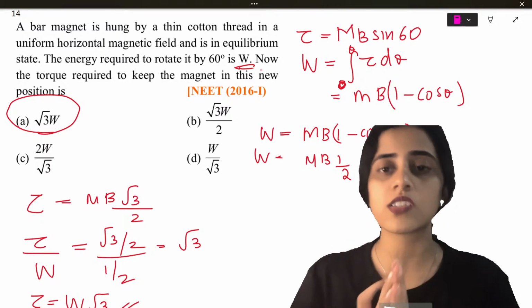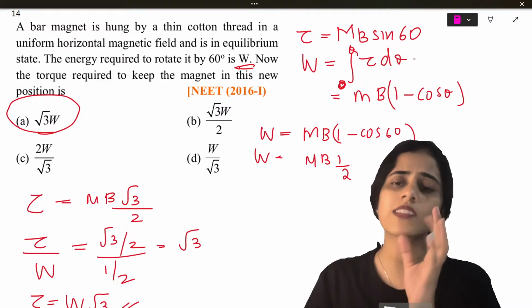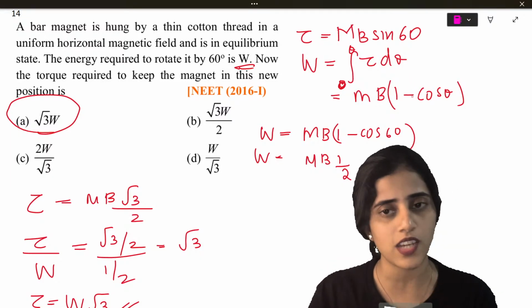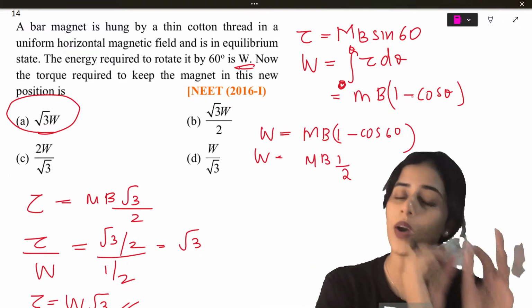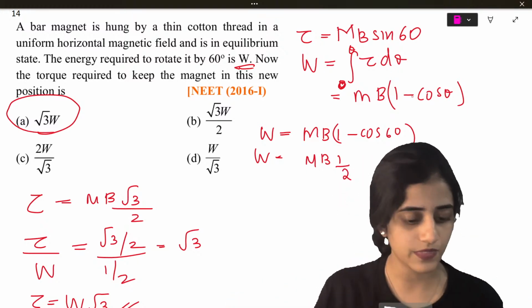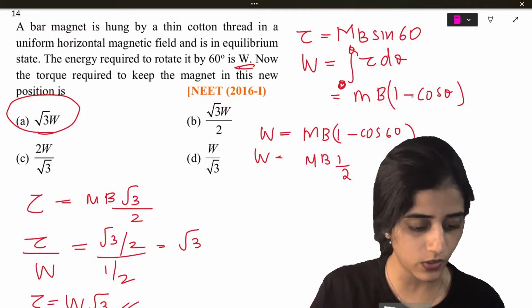So, this is just integration. I've not shown the integration. It's simple integration. What is integral of sine theta? It is minus cos theta. But then the limits are theta and 0. So, you will put cos 0 minus cos theta, 1 minus cos theta. Okay?